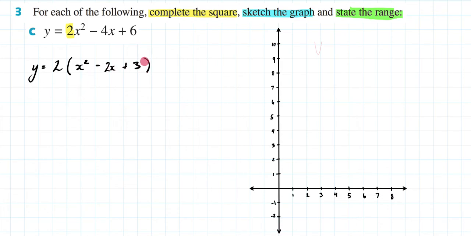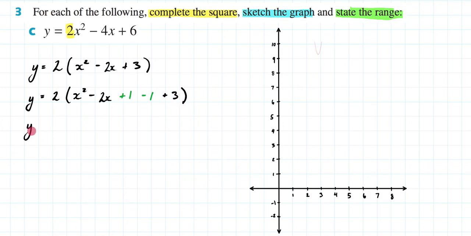Now I can complete the square for this right here. So I'm going to rewrite it as y equals 2 x squared minus 2x. And we remember that when we're completing the square, we take our coefficient, so in this case negative 2, we halve it, so it's going to be negative 1, and then we square it, so it's going to be positive 1. So we're going to have plus 1, then we're going to have to minus that in order to ensure it balances, and then I'm going to plus 3, and then close my bracket.